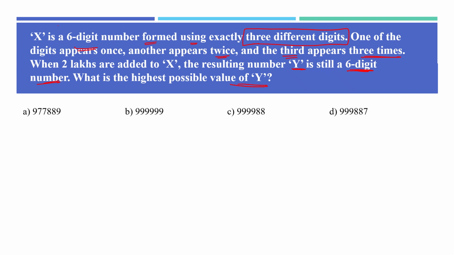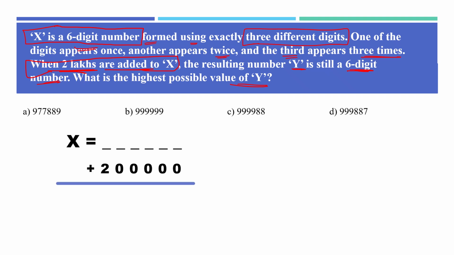Okay, so here X is the initial number, which is a 6-digit number. Let's consider a 6-digit number. And as it is mentioned here, when 2 lakhs are added to X, if I add 2 lakhs to this, still it is a 6-digit number. Great.